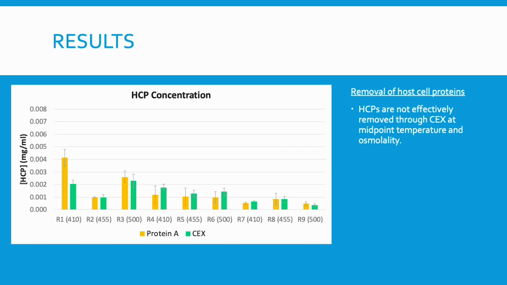These are the results for whole cell protein concentration at different downstream steps, where an obvious reduction of whole cell protein is observed for the control culture that run at 36.5 degrees and 400 milliosmol per kg. For the other cultures, the difference in whole cell protein level is not apparent even after further purification through cation exchanger. Meanwhile, at this midpoint setting of temperature and osmolality, it seems that the cation exchanger could not further reduce the level of host cell protein.